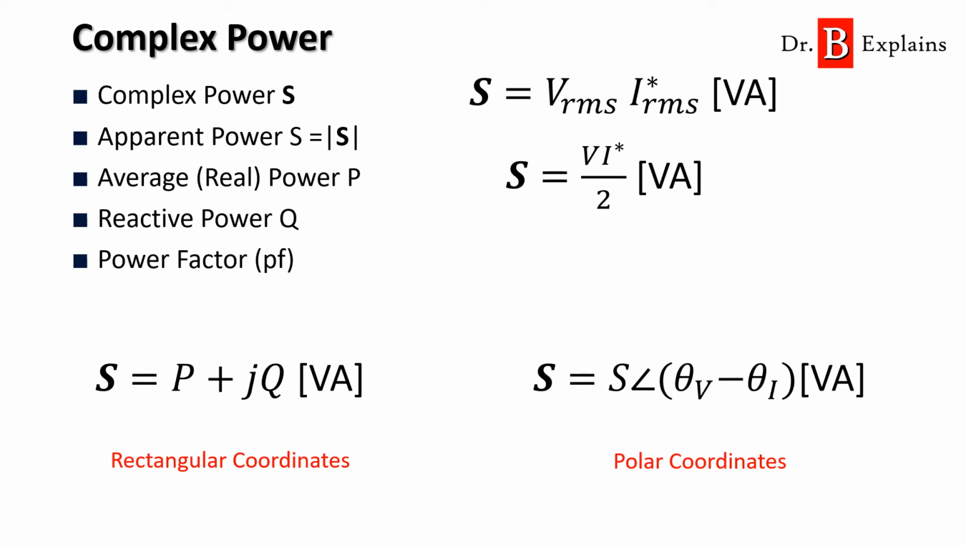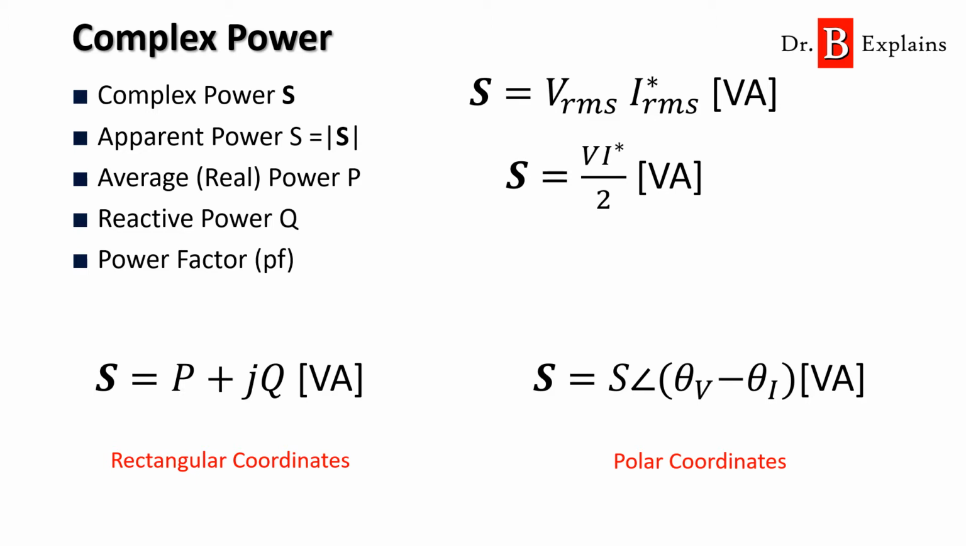We can use these two formulas. So we can use the voltage and current in RMS units, RMS values, and we just multiply them. So voltage times the conjugate of the current. In the case of regular units, we can use the formula below, which is V times I conjugate divided by 2.